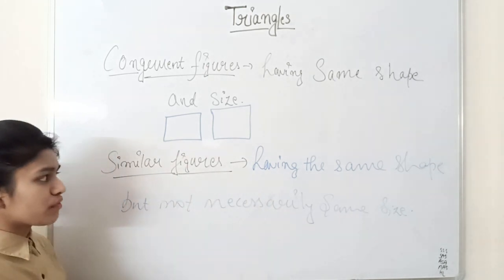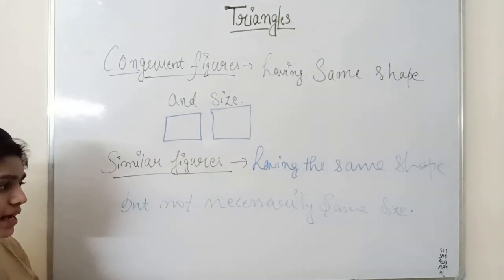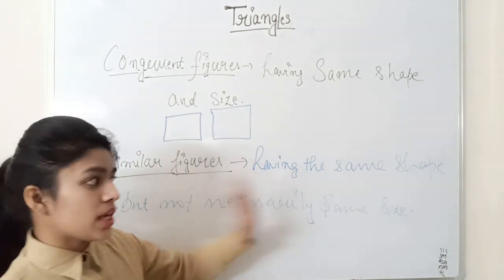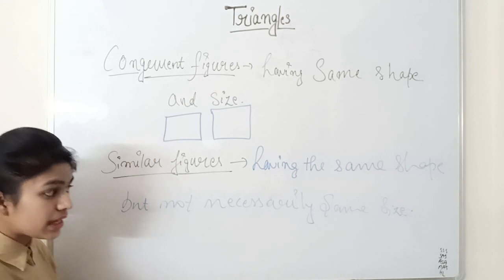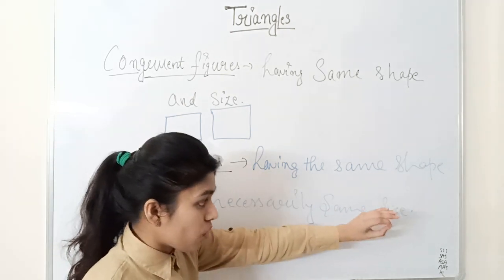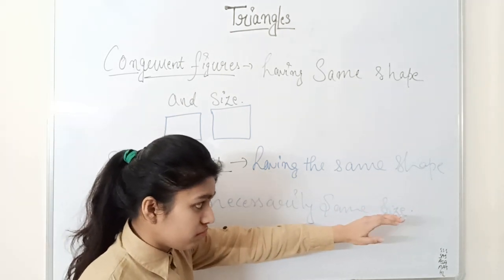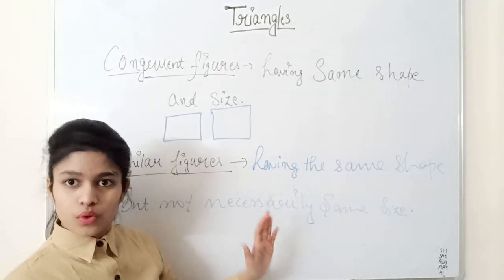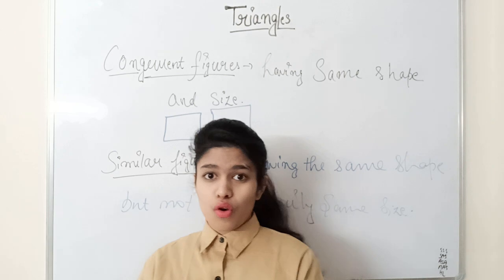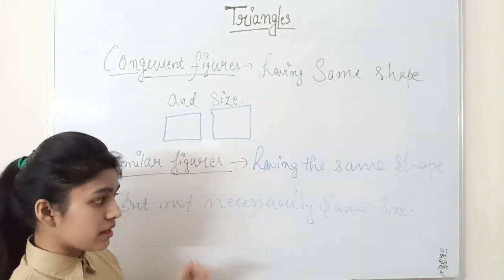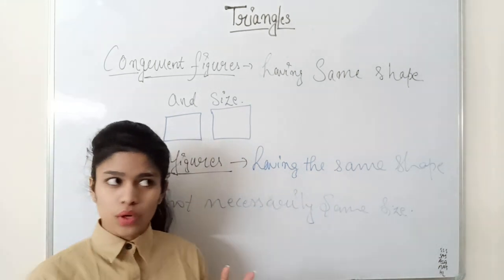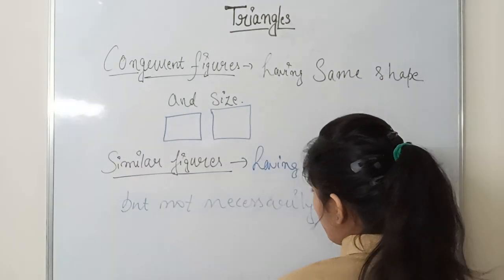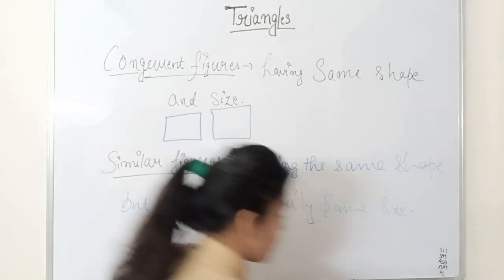Okay, no rough and tough rule in similar figures that there should be same size also, but shape should be same. Okay, and the size will only decrease or increase in a fixed amount of ratio. Okay, so the ratio of increasing or decreasing the size should be equal, it should be in a fixed proportion.